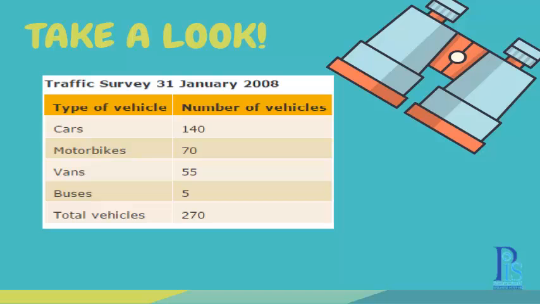Let's begin. Look at this record of traffic traveling down a particular road. To draw a pie chart, we need to represent each part of the data as a proportion of 360 because there are 360 degrees in a circle.